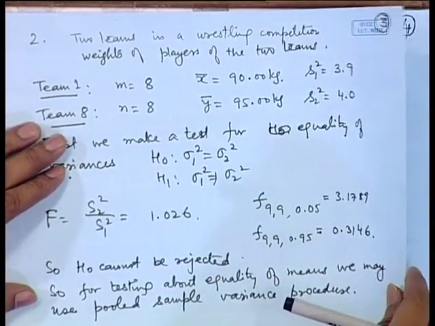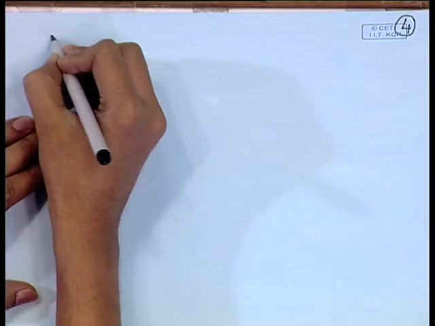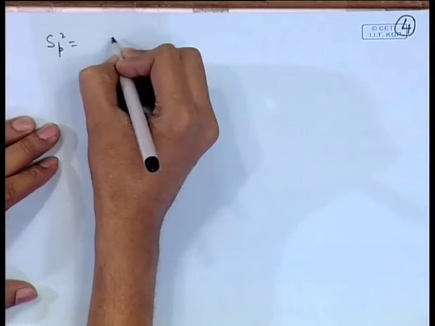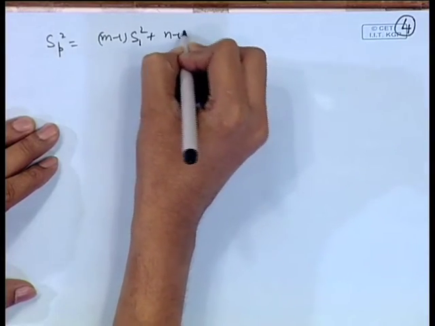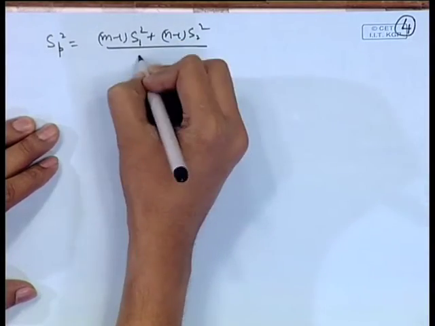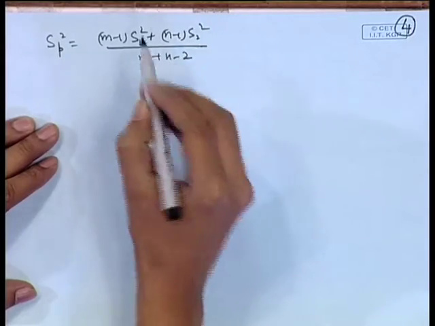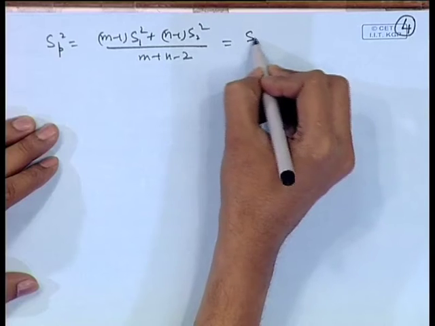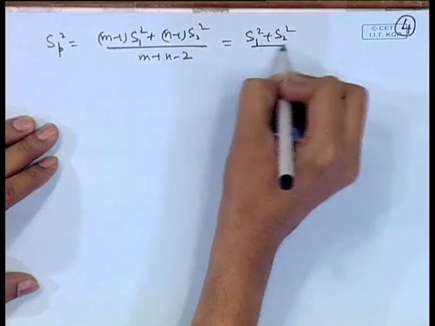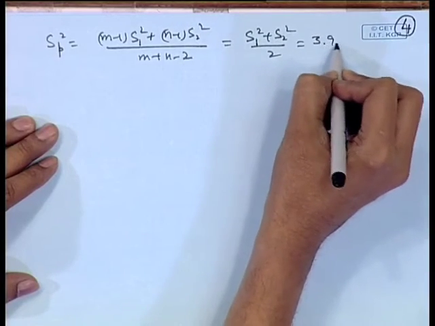So, if we apply that, we need to calculate S P square, that is here m minus 1 S 1 square plus n minus 1 S 2 square by m plus n minus 2. In this particular case, m and n are equal, therefore this becomes simply S 1 square plus S 2 square by 2, that is equal to 3.95.